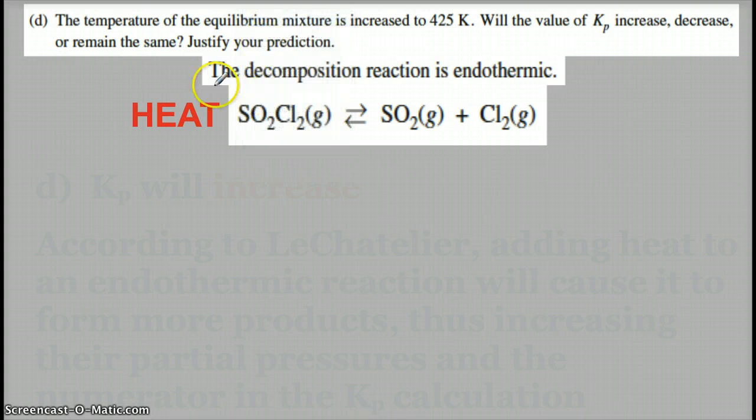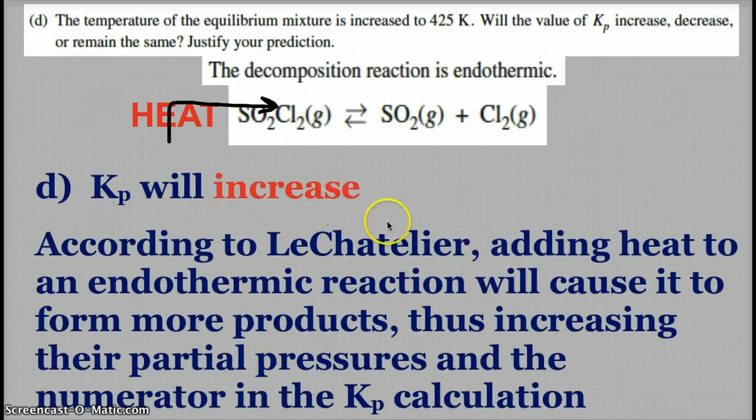So when I poke the heat, it's going to force the reaction to go that way, away from the poking. And so according to Le Chatelier, adding heat to an endothermic reaction causes more products to form, so there's going to be more partial pressures of those gases, which are in the numerator of my Kp expression, so therefore my Kp is going to increase.